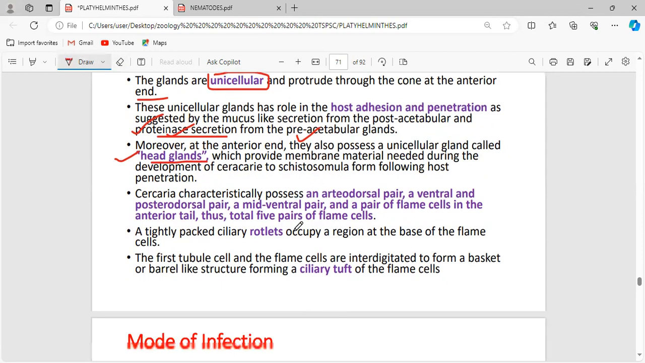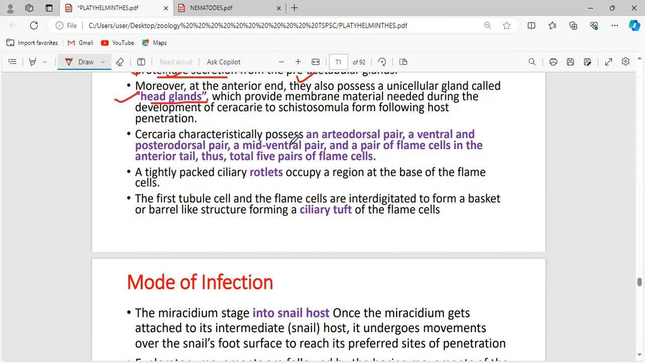Now, this cercaria characteristically possesses an anterodorsal pair, a ventral and posterior dorsal pair, a mid-ventral pair, and a pair of flame cells in the anterior tail. In total they have 5 pairs of flame cells. These are the characteristic features of cercaria.